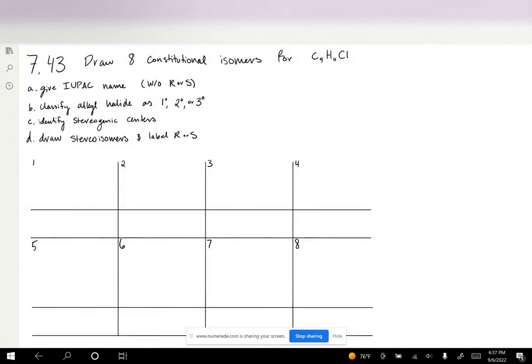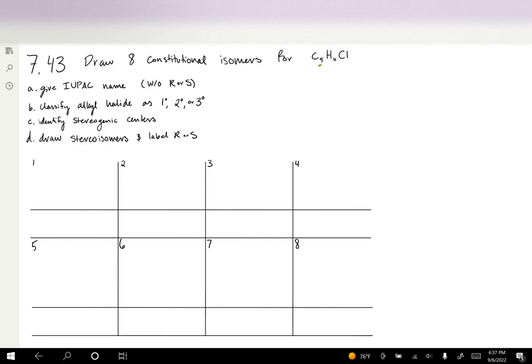We are asked to draw the 8 constitutional isomers for C5H11Cl, to give their IUPAC name, to classify each alkyl halide as primary, secondary, or tertiary, to identify any stereocenters, and to draw the stereoisomers and then label them R or S. This is a pretty all-inclusive problem here. We're tying in a lot of stuff. So let's jump right in and start with drawing our isomers.